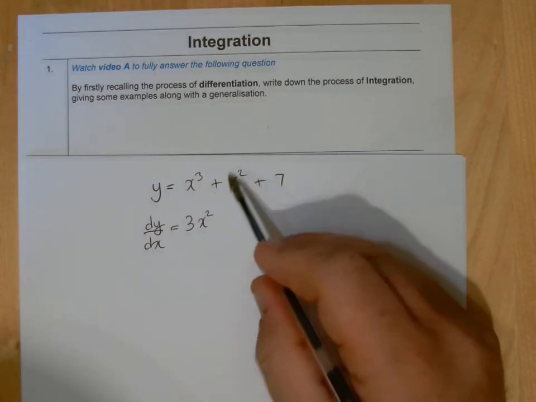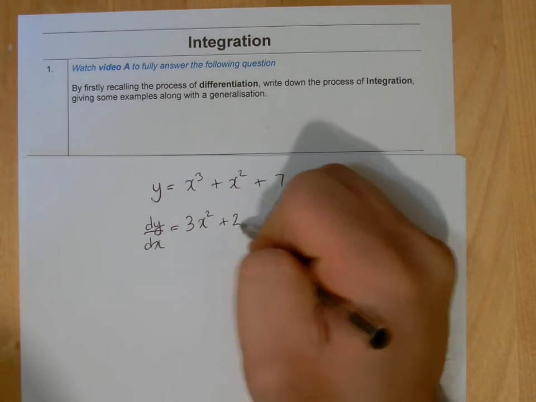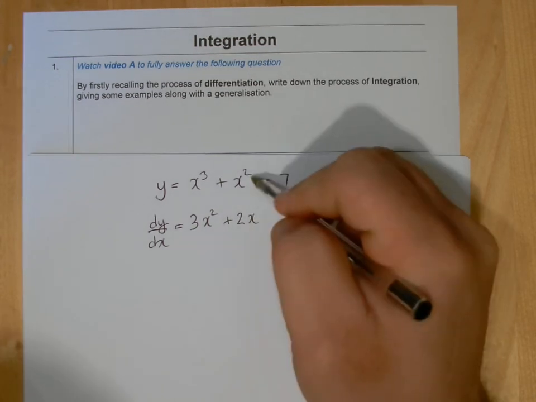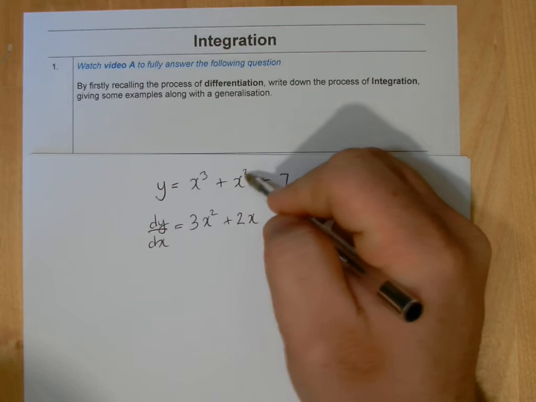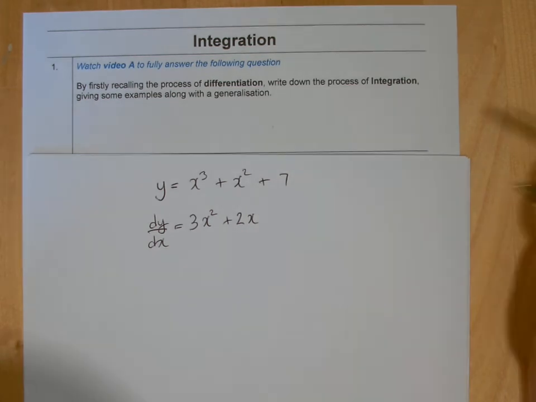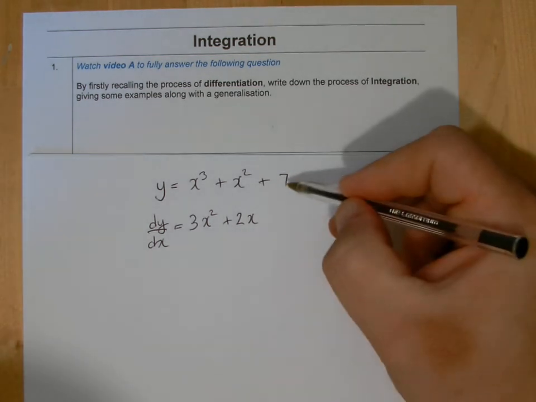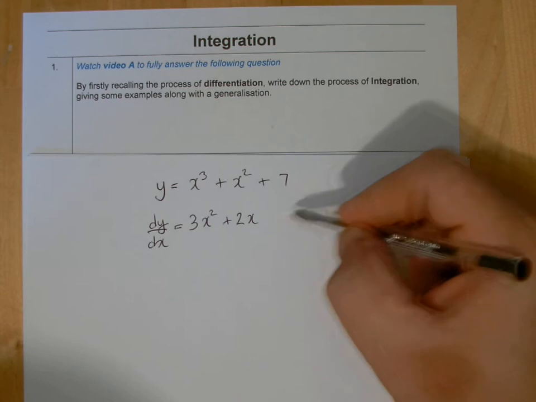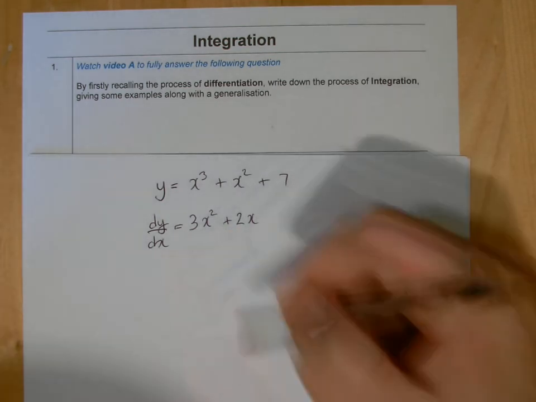Same here, you bring that power down in front, 2, and then you reduce that power by 1. So the power 2 there just becomes 1, when you take away 1 from it. I'm not going to write 1. And remember, 7 is a constant. When you differentiate that, you just get 0. So that's when you differentiate.